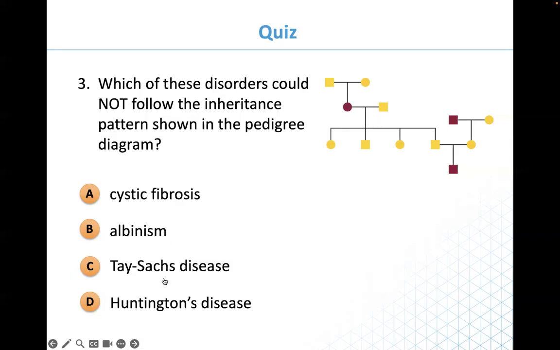So which is an example of a recessive genetic disorder? Which of these does not? Huntington disease is the one which is dominant, so it's the answer.